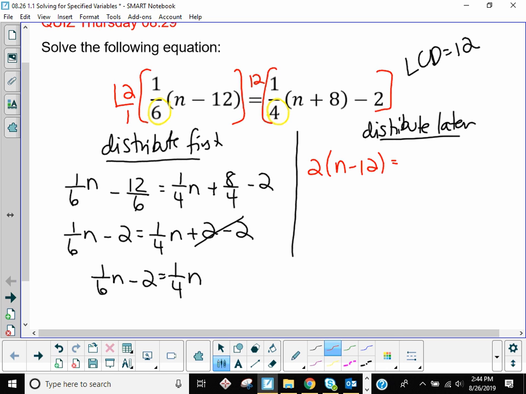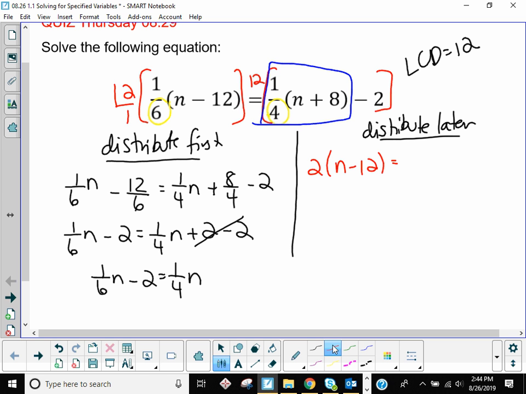Now, on the right-hand side, it looks a lot like the left-hand side. There's a fraction times a group. What's the main difference on that side? It's different from the left. What's extra about that side? The minus 2, right? So now when I distribute 12, this first piece is going to work just like I just said a second ago.